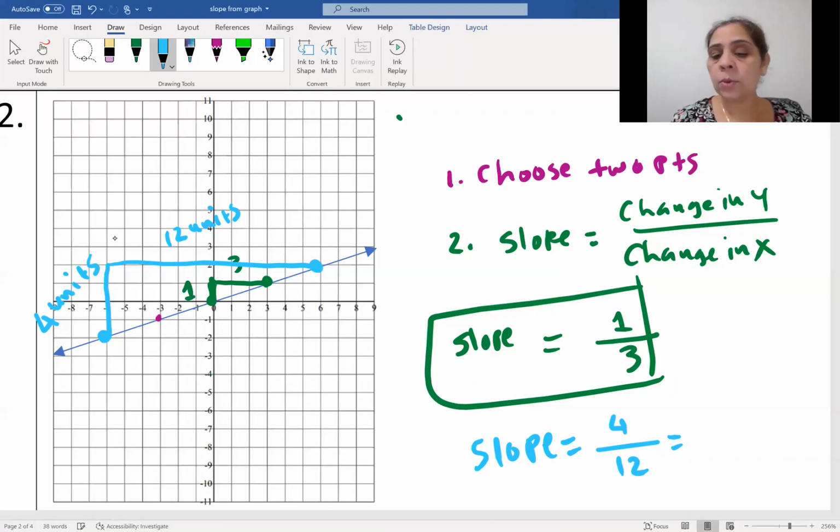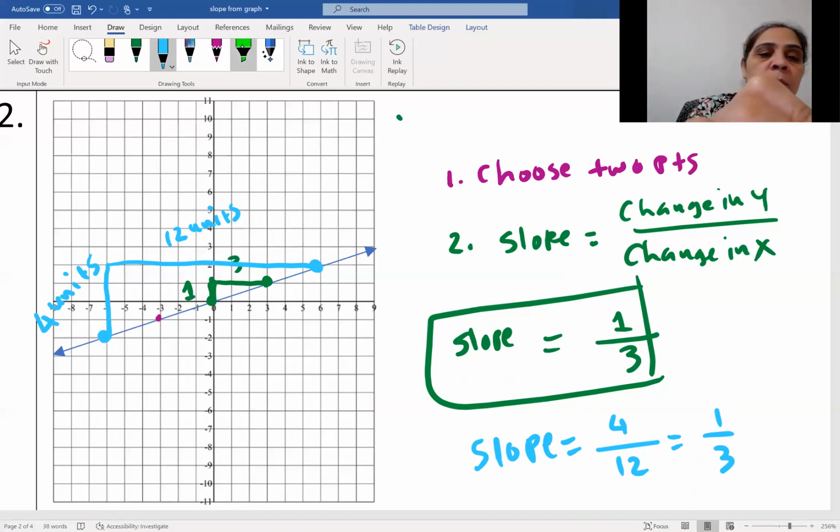Now you need to think, can we reduce? Yes, we can reduce by 4, so you will get 1/3. So whichever 2 points you take, you will get exactly the same slope after you reduce the fraction. So here is the strategy: if you take the 2 closest points, then you don't need to reduce, and you will get exactly the same slope.